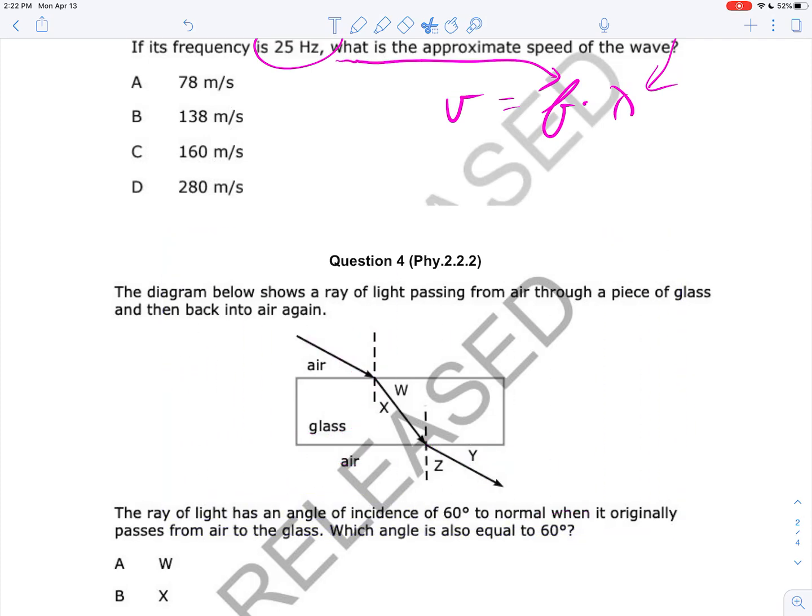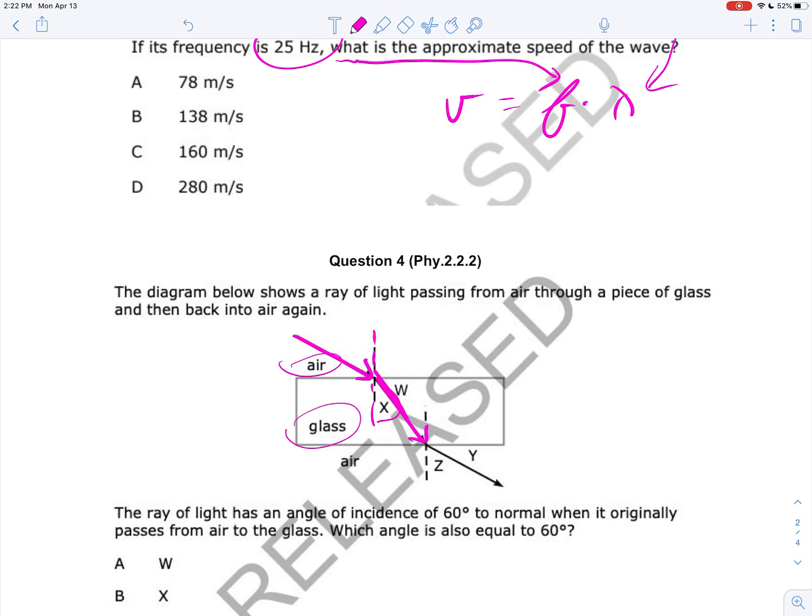Because here you've got light traveling from air into a more dense medium. And when light travels into a more dense medium at an angle, it always bends like this. It bends towards the normal. Okay, the normal is our dotted line. You can see the light is actually bending towards the normal. So if it goes from less dense to more dense, it bends towards the normal.